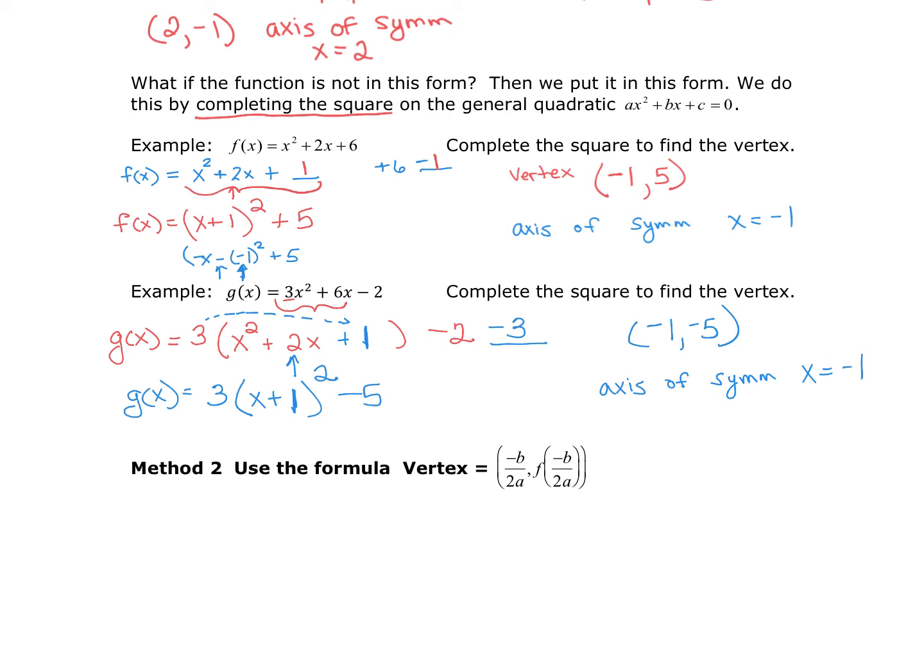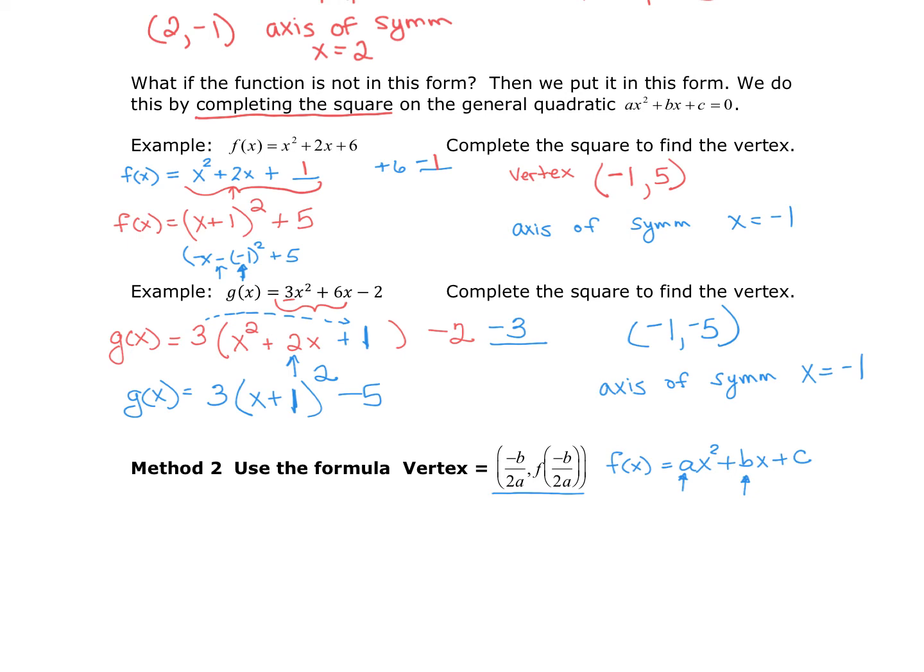So completing the square so that we have it in standard form is one way to find our vertex. Another way to find your vertex is a formula. If we have our function ax squared plus bx plus c, then the vertex is the x value of negative b divided by 2 times a, and then the y value is the function value evaluated at -b over 2a.